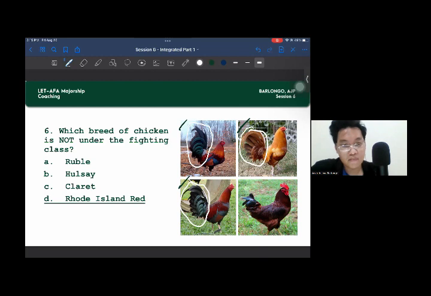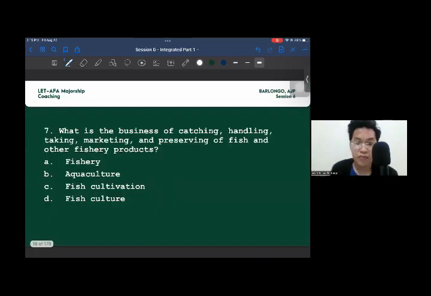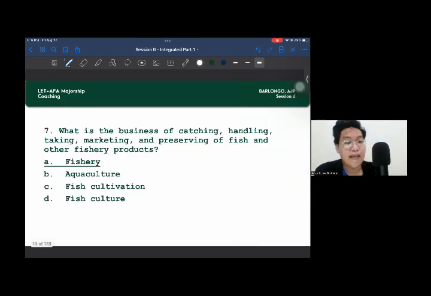Ayan. Next. Number 7, what is the business of catching, handling, taking, marketing, and preserving of fish and other fishery products? So A, fishery, B, aquaculture, C, fish cultivation, or letter D, fish culture. Ayan. So for this one, the answer is letter A, which is fishery.